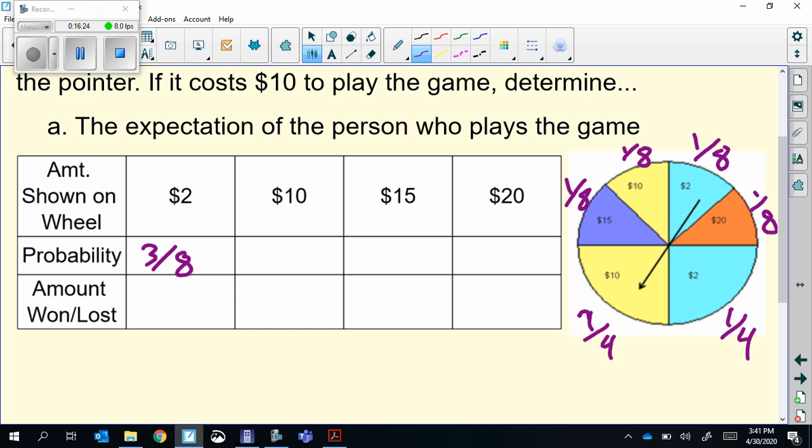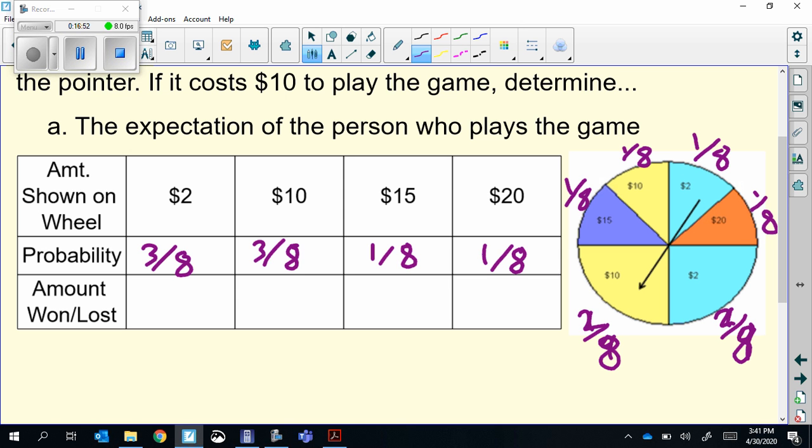We'll make our math a little bit easier. We'll just call this 2/8 and 2/8 and make our math easier for everything else. So for $10, it's going to be the same thing. We've got a 1/8 and a 2/8, so that again is 3/8. For $15, that's just the one section, so 1/8. And then for $20, same thing, one section is 1/8.